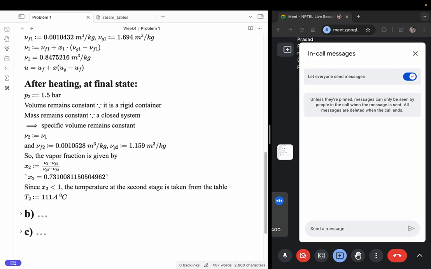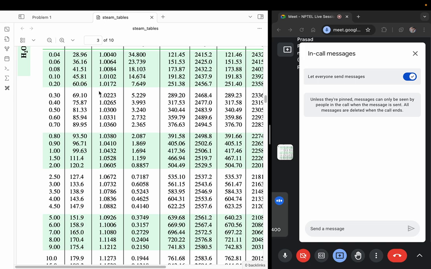Yeah, if you just calculate the value of vapor fraction, it's coming to around 0.73, and since it is less than 1, vapor fraction has to be between 0 and 1, which is happening here. So which means you are still in the dome, so you have a two-phase mixture of liquid plus vapor, and that is coming to around this one. So we know that the final pressure is 1.5 bar, so at 1.5 bar, whatever is the saturated temperature, that will be the temperature here. So if you see the table, the temperature is around 111.4 degrees Celsius.